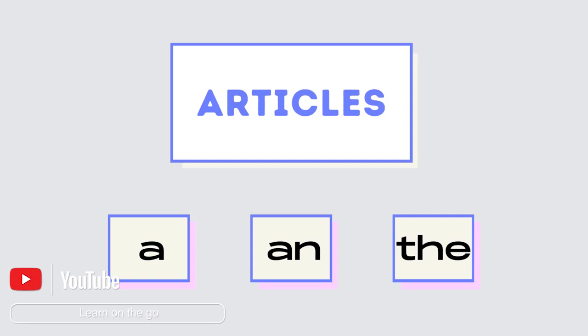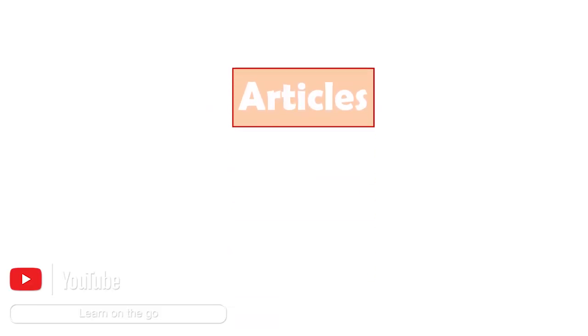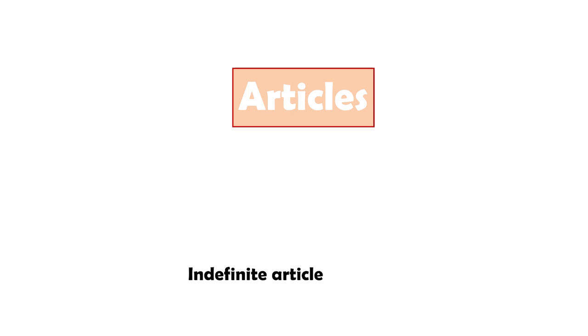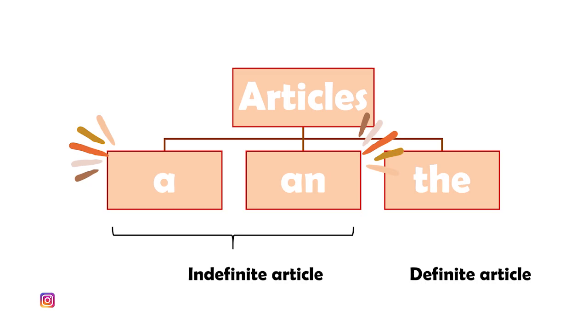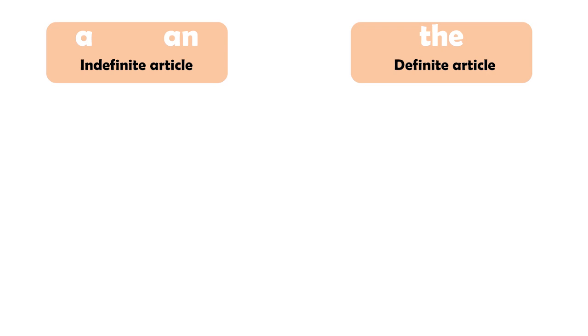You're going to learn all about articles today. In English, there are two articles, the indefinite article and the definite article. A or an is the indefinite article and the is the definite article. The words a or an and the, that means the indefinite article and the definite article, they come before nouns.